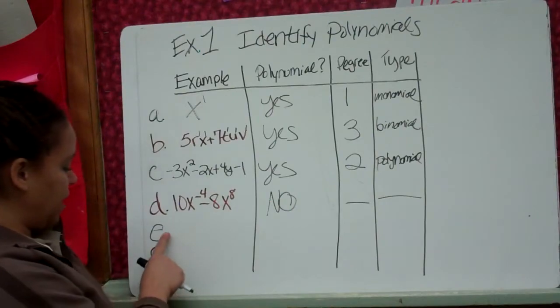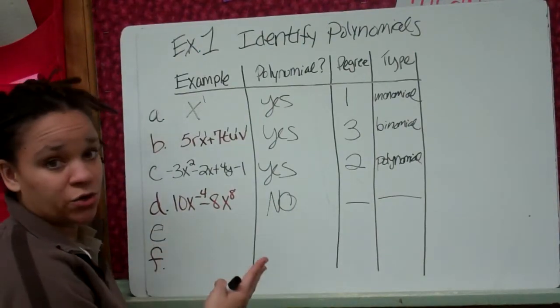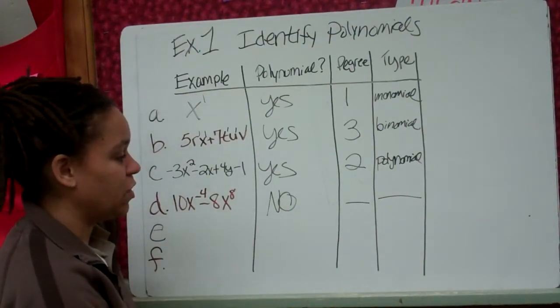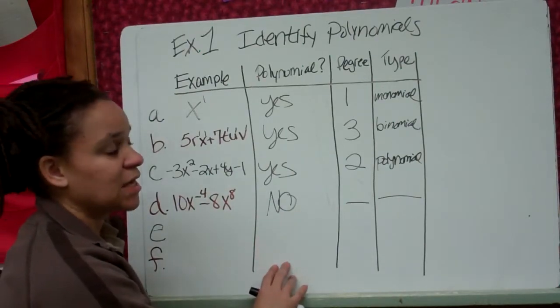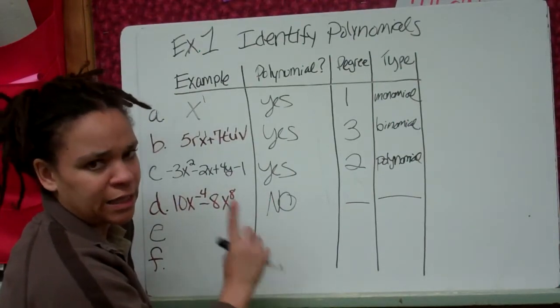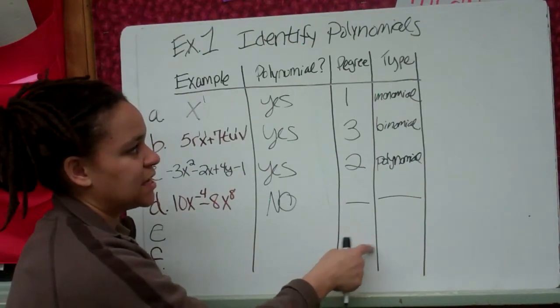So, I've given you E and F that I would like you to make up your own, and I'll check these on your notes. Make the example, decide whether it's a polynomial or not. At least one of them needs to be a polynomial, and state the degree and the type.